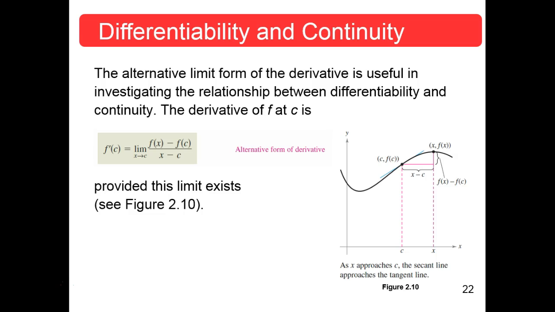Okay, let's at least introduce differentiability and continuity. The alternative limit form for a derivative is useful in investigating the relationship between differentiability and continuity. And here is the alternative form. F prime of c. Let's go on to that. We'll pick up with this next time.